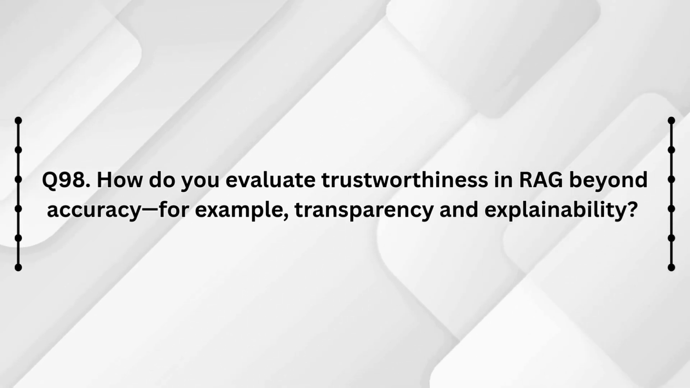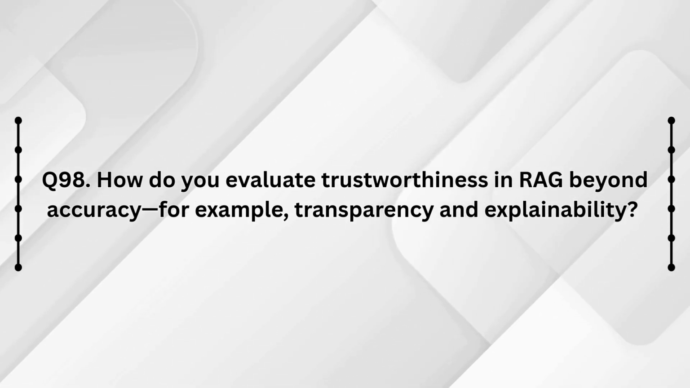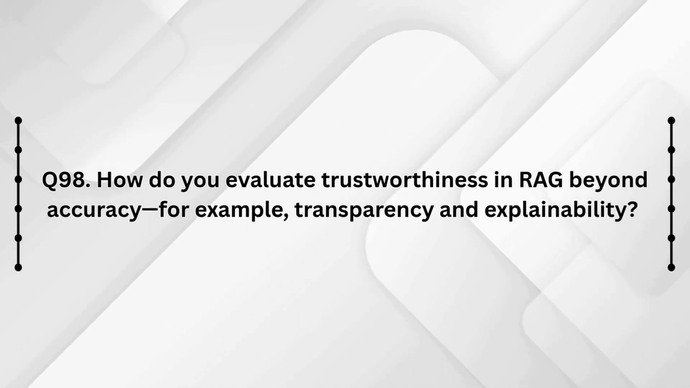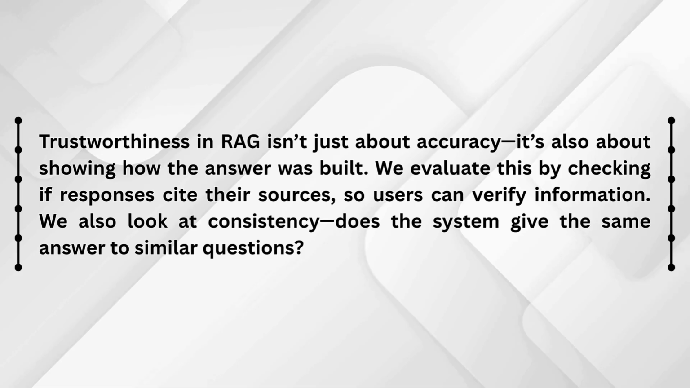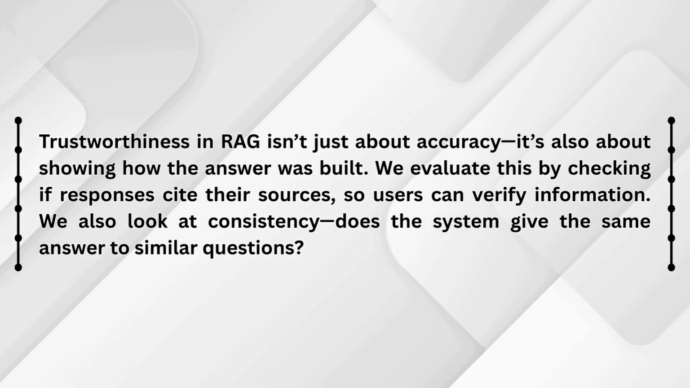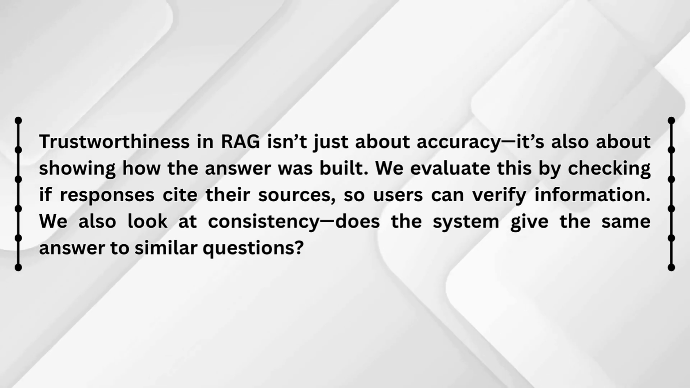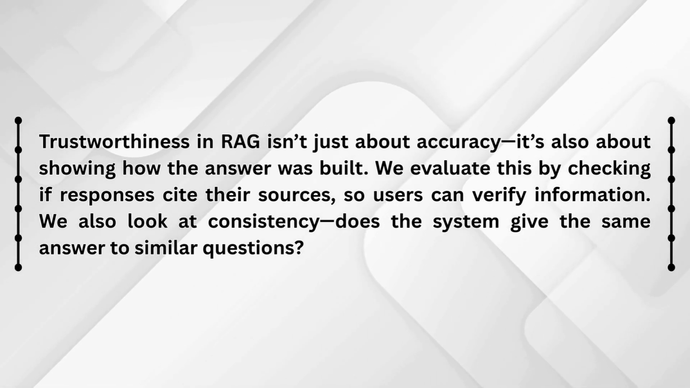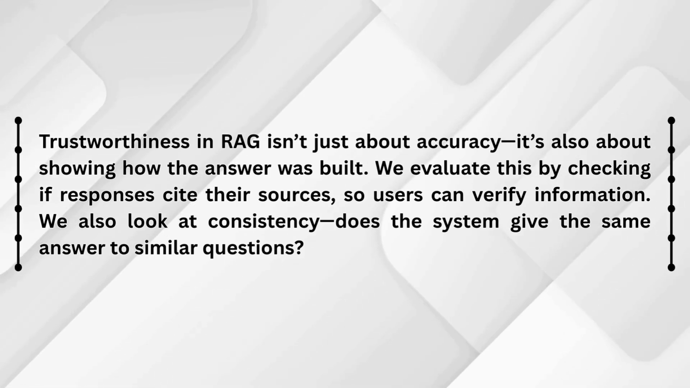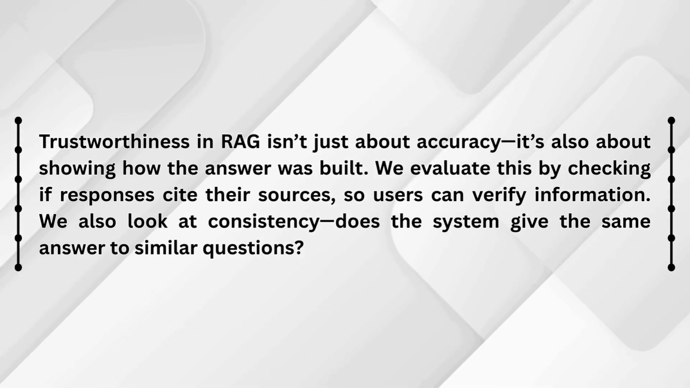How do you evaluate trustworthiness in RAG beyond accuracy? For example, transparency and explainability. Trustworthiness in RAG isn't just about accuracy, it's also about showing how the answer was built. We evaluate this by checking if responses cite their sources so users can verify information.